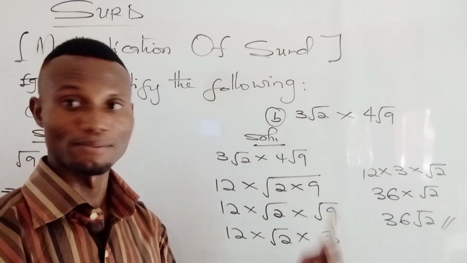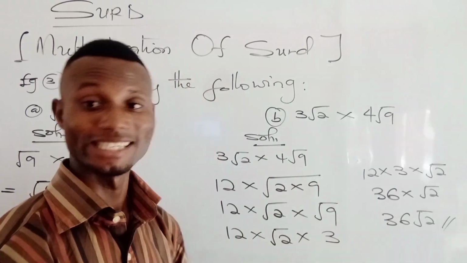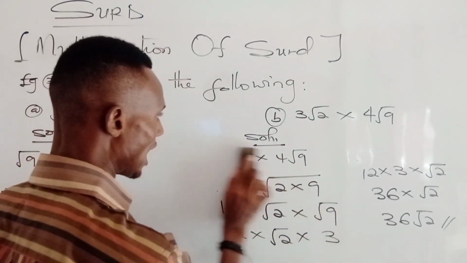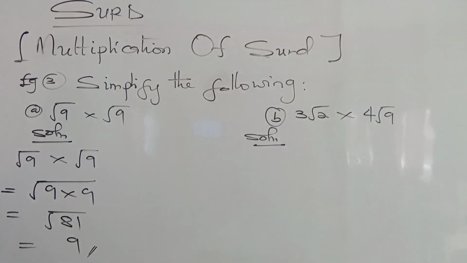When we go through the next method that I'm going to show you, we are going to arrive at the same answer, which is 36 root 2. So keep the answer in mind. I'm cleaning this one from here, then we are going to look at the other method. Now the same question, which is 3 root 2 times 4 root 9.